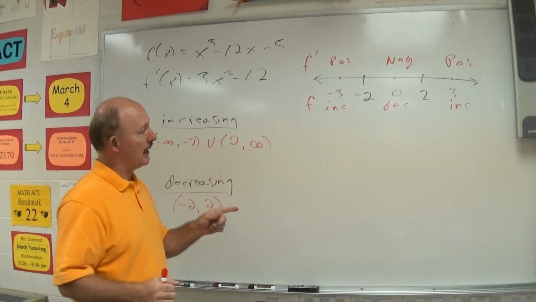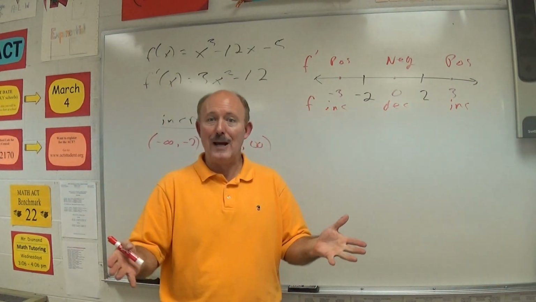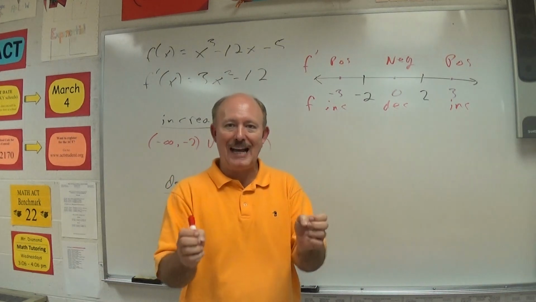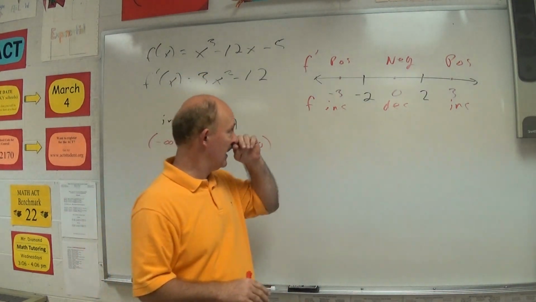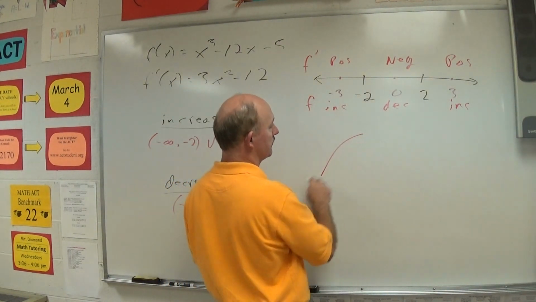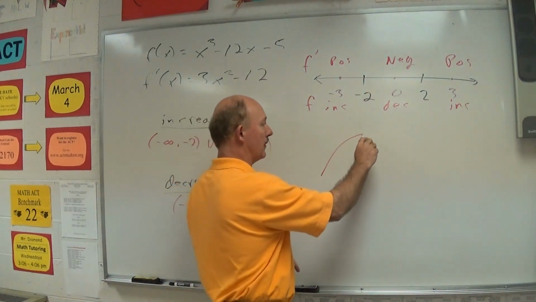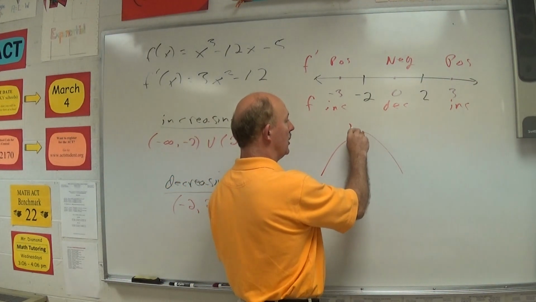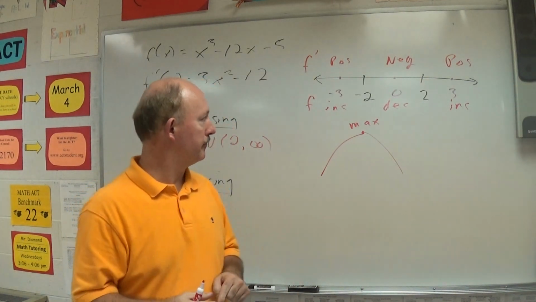Now let's answer the question. The question says to locate all relative extrema, so that means maximum or minimum values. Let's notice what the graph is doing. From negative infinity to negative 2, the graph is increasing. At negative 2, the graph starts to decrease, so now the graph is going down. So we're talking about a relative maximum at x equals negative 2.